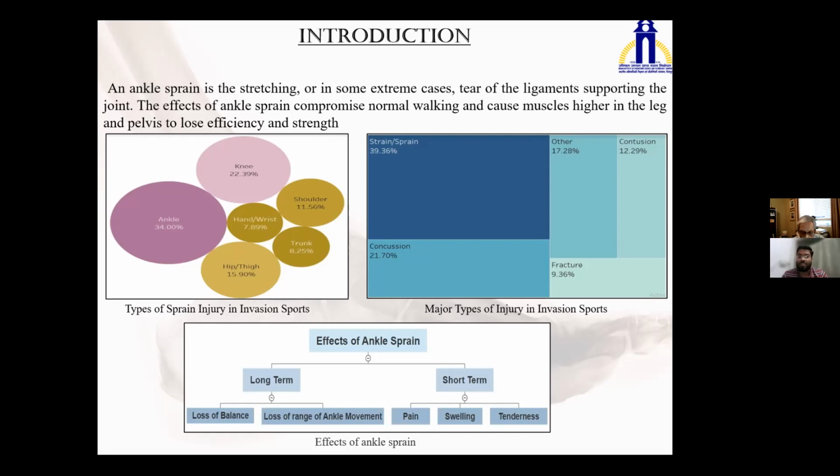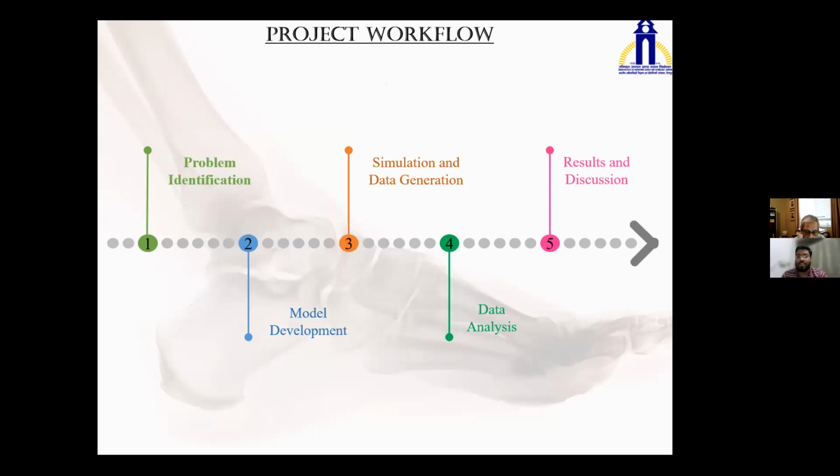Ankle sprain is the stretching, or in some extreme cases, tear of ligaments supporting the joints. The effect of ankle sprain compromising the normal walking causes muscle and pelvis to lose efficiency and strength. This is a major problem in football or any playing team. So this project is very much helpful for the players also.